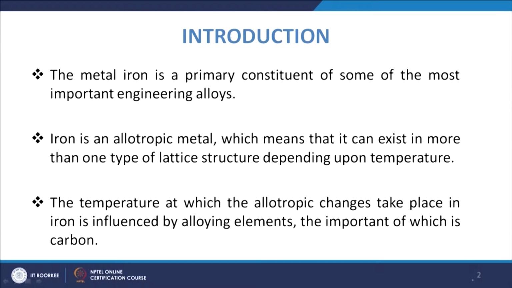Now, if you talk about pure iron, it is an allotropic material. That means it can exist in more than one type of lattice structure depending upon the temperature. So, if you draw the cooling curve of iron, you will see that at different temperatures you have different types of lattice structure of iron.